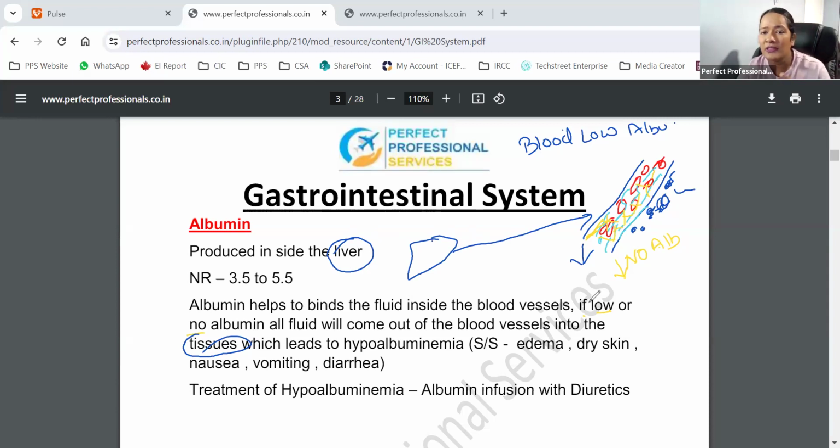Whenever there is a burn, the patient gets swollen up, and fluid accumulates outside, right? That's the reason. Then we have to give the albumin. Okay, what is the treatment of hypoalbuminemia? We are infusing the albumin. We will give albumin infusion along with diuretics. Why are we giving diuretics?